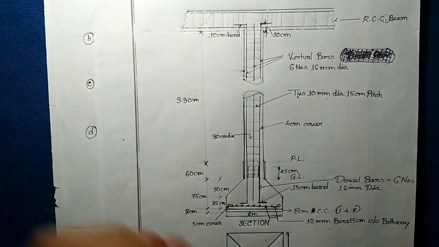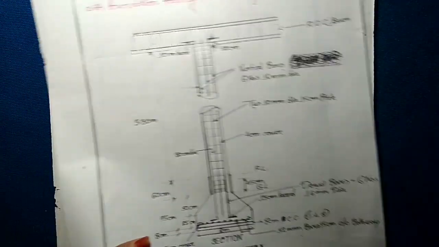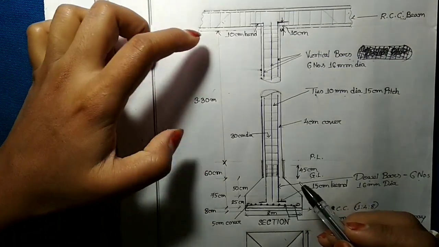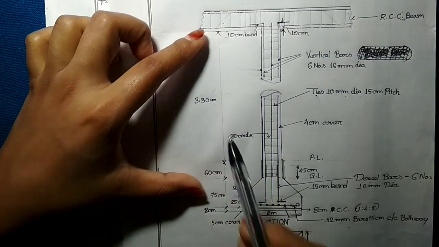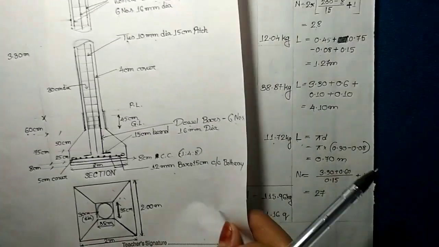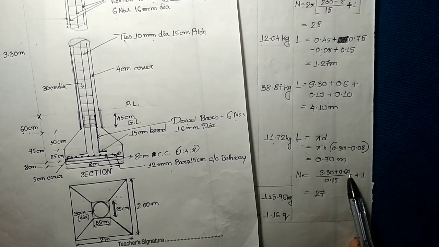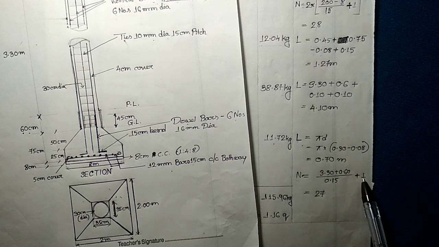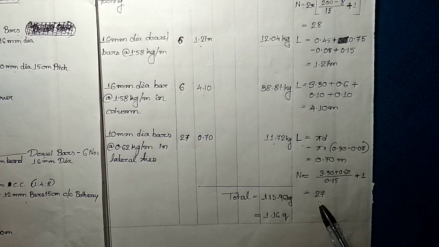We will give the lateral tie from ground level up to the beam, and the total length will be 0.3 meter plus 60 centimeter. So number equal to 0.30 plus 0.60 divided by 15 centimeter, so 0.15. And the same concept, we have to plus 1, and the number we get is 27.